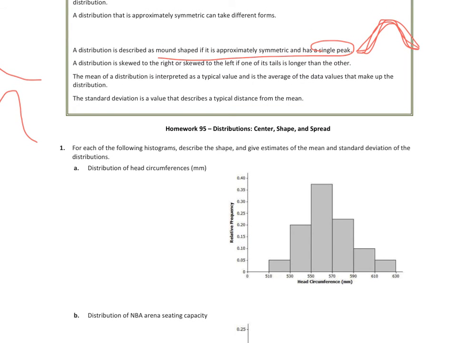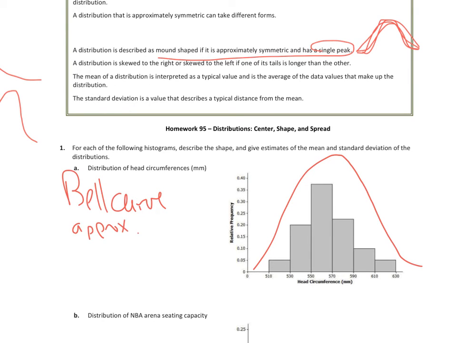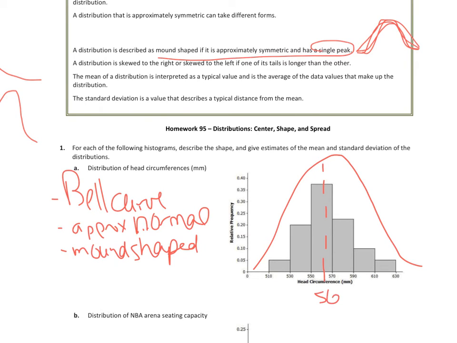So looking at this one, the shape is bell curved, approximately symmetric, whatever you prefer. I'm going to write bell curve. You could say approximately normal also. Either of these mean the same thing. You could say mound shaped. These are all acceptable answers. Okay, and they want you to estimate the mean. The mean is your balancing point, so that's where the highest peak is. So I'm going to say about 560 would be my mean.